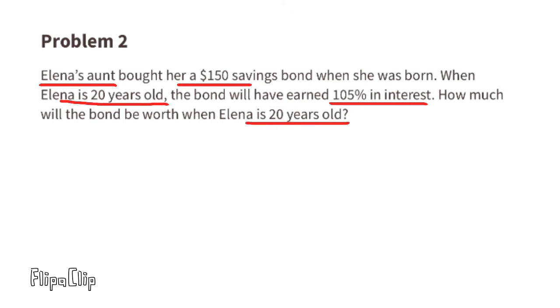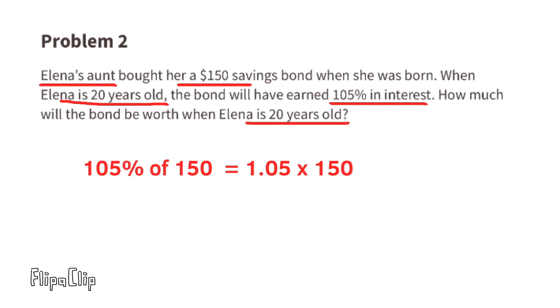Problem number 2. Elena's aunt bought her a $150 savings bond when she was born. When Elena is 20 years old, the bond will have earned 105% in interest. How much will the bond be worth when Elena is 20 years old? To find 105% of 150, we need to multiply 1.05 times 150.